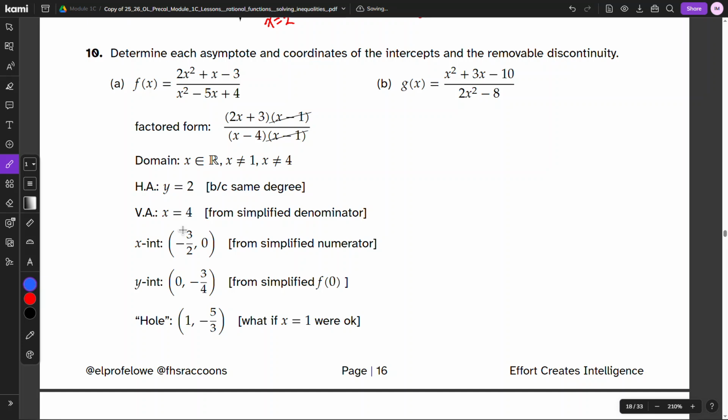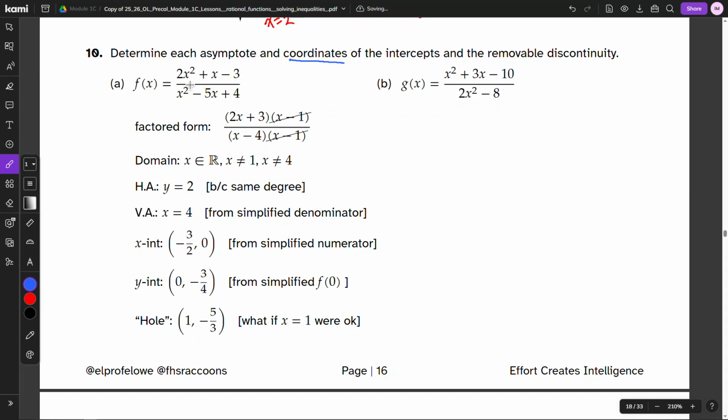All right, so what are we doing for graphing? We have to be able to identify key features. To do that, we need to get a factored form, right? So if we're going to determine each asymptote and coordinates of the intercepts and the removable discontinuity, we need to know that we're going to get a factored form first.